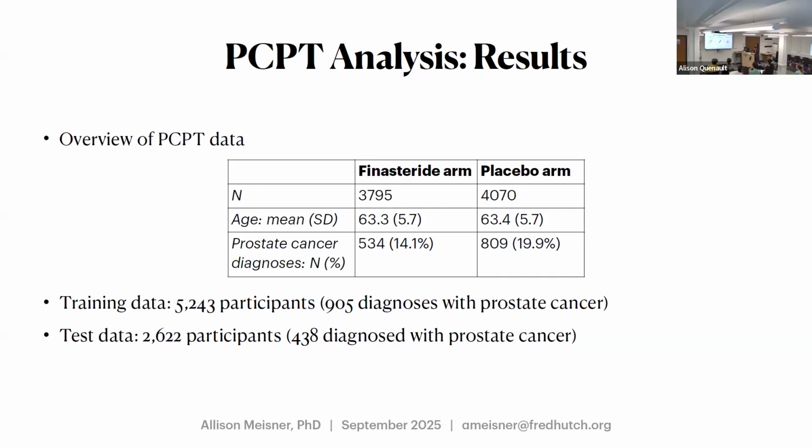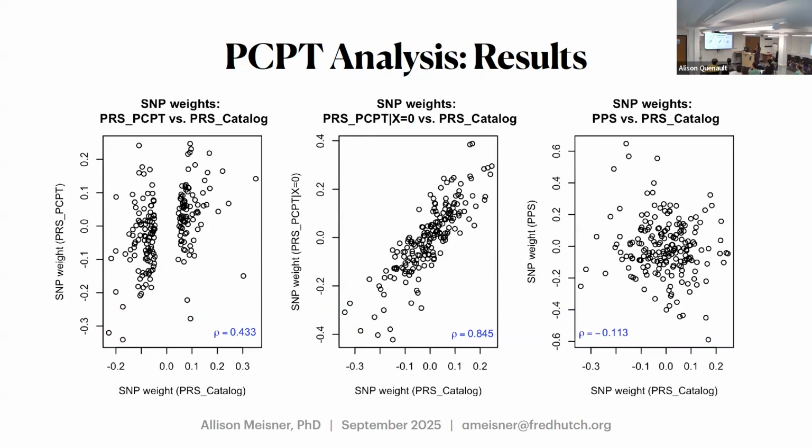Okay, so first I want to just compare the SNP weights in our different scores, because I think it's interesting. All the way on the left, on the y-axis, we have the weights in the PRS developed in the PCPT data. And on the x-axis, we have the SNP weights from the PRS catalog. So you can see that there's some correlation there, but it's not super strong.